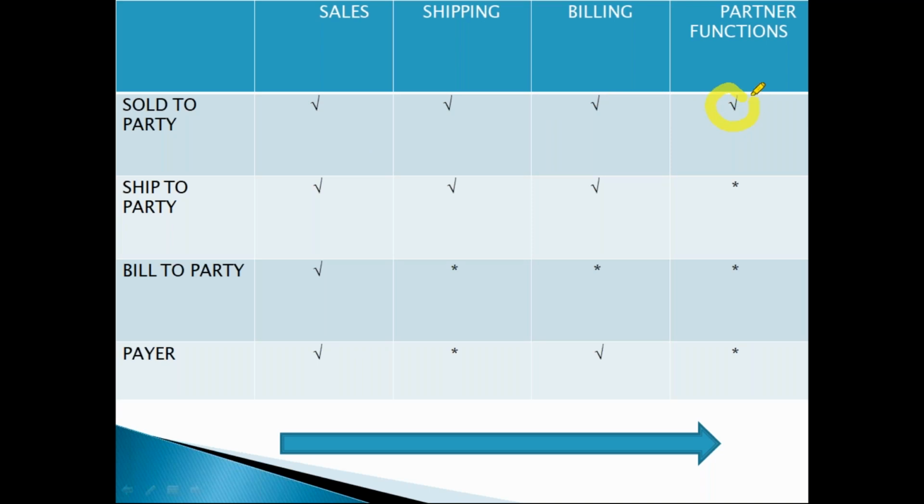Now, what is the concept of partner functions? Sold party is the root customer ID. Fine. Shipped party: at the time of sale, what is the sales information? What is the shipping information? What is the billing information? All to be known. That's the reason the sold party application layout has all the views.